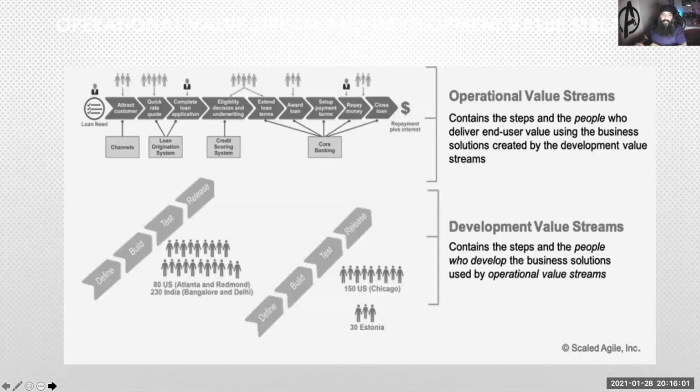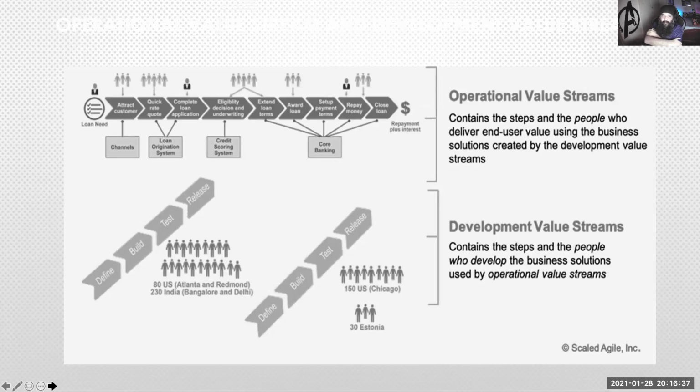So what are the two kinds of value streams that we are talking about? The operational value stream that you saw on top contains the steps and the people who deliver end user value using business solutions created by the development value streams, right? The ones that you saw at the bottom. We identified the people who need to develop the business solutions which are going to be used by the operational value streams. So two kinds of value streams, operational and development.